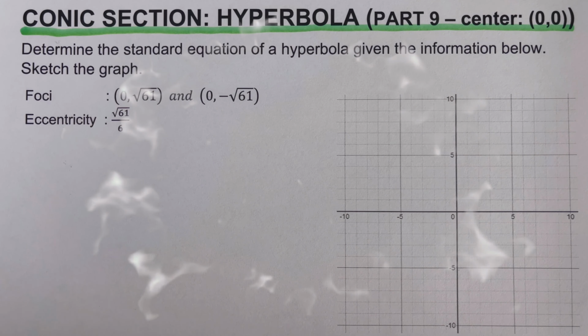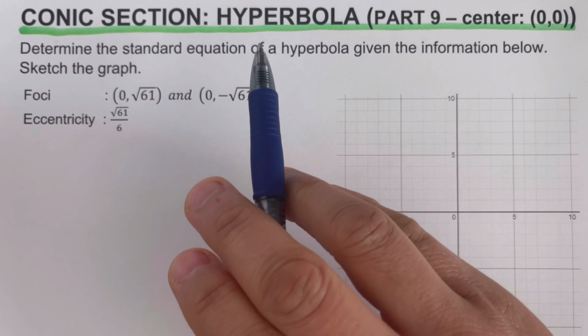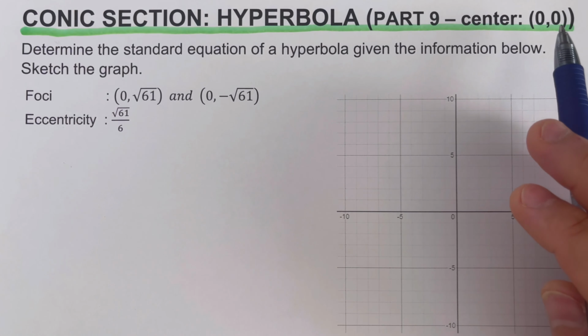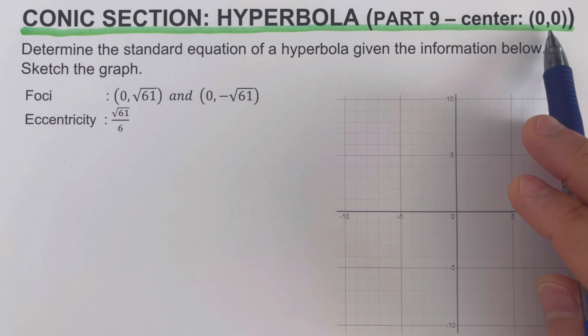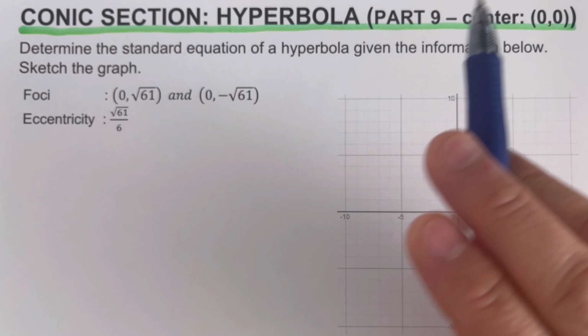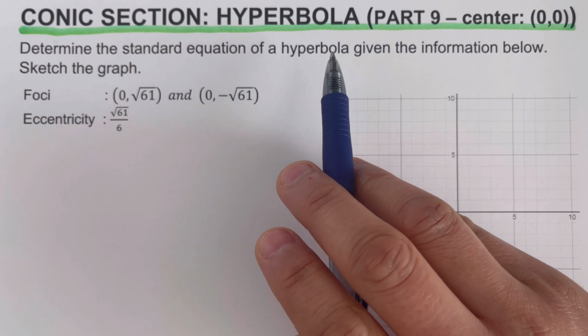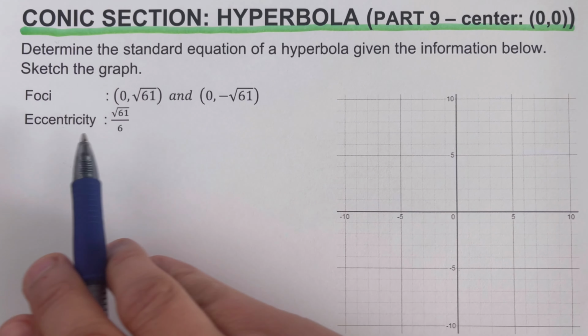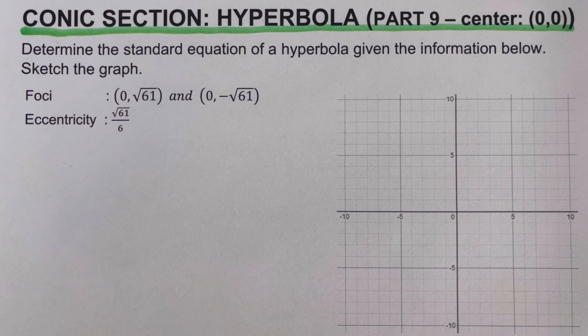Hello everyone. This video will focus on conic sections, specifically on hyperbola with center at 0, 0, or at the point of origin. And this is the 9th part. In this part, we're supposed to determine the standard equation of a hyperbola, given the coordinates of the two foci and the eccentricity of the hyperbola.